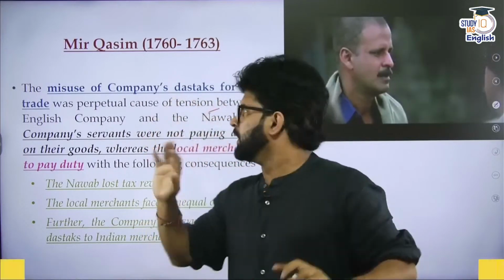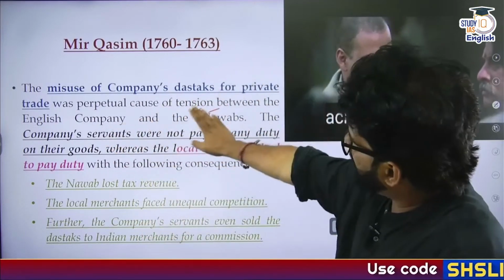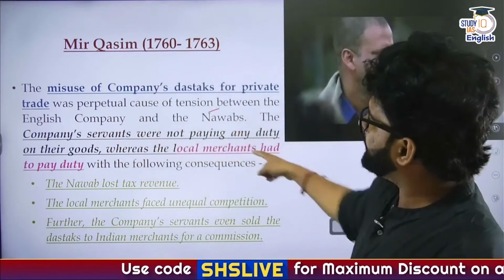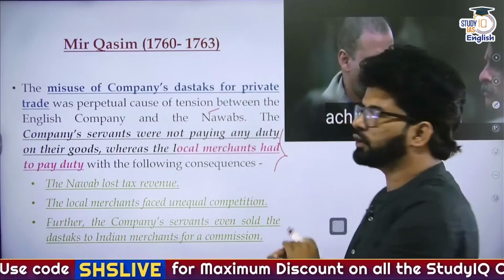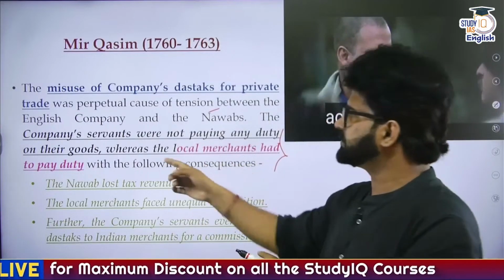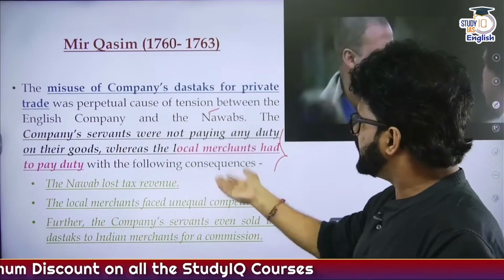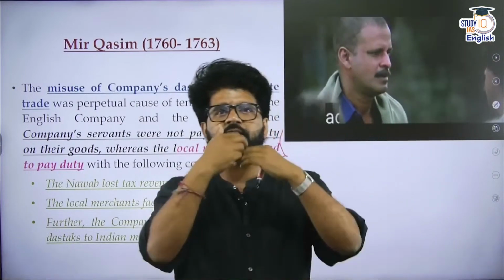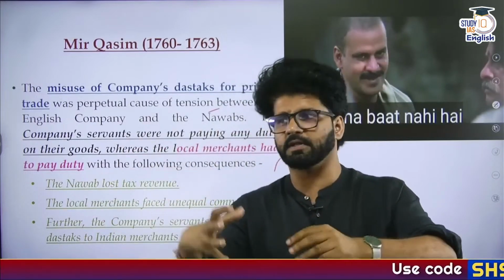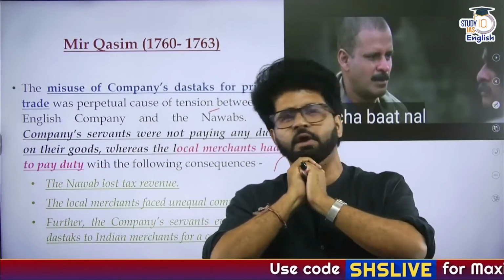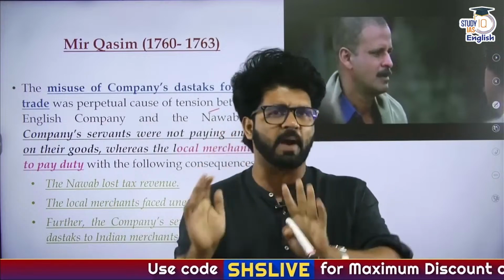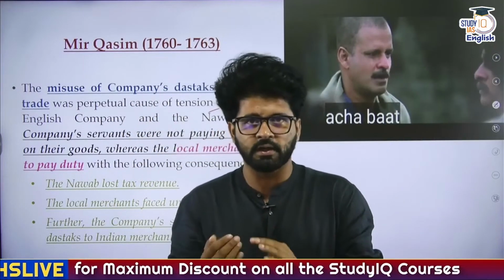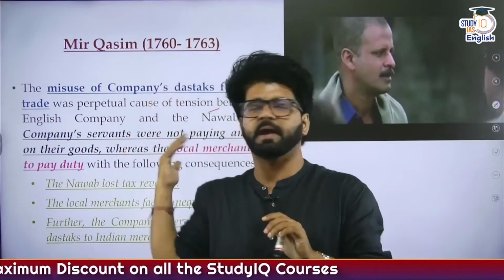So misuse of the company's dastak for private trade was a perpetual cause of tension between the English company and the Nawabs. The company's servants were not paying any duty on their goods, whereas the local merchants had to pay duty. And again, there were different scenarios also. There were so many things. These company officials were also exercising pressure on the local people. They were getting goods at concessional rates. All these things they were doing. They were doing so many bad things, and Mir Qasim was like, dude, I cannot tolerate it now. The water is going above my head now.